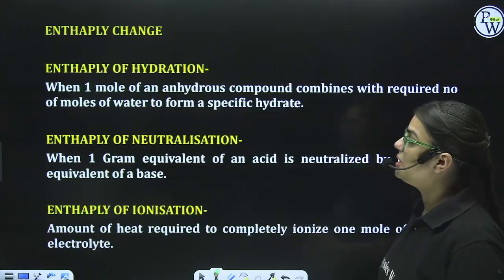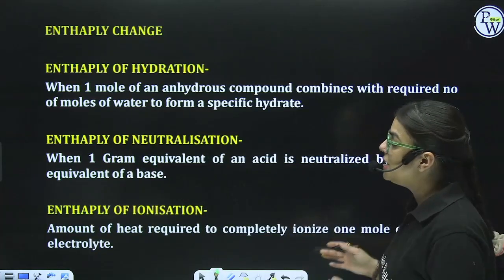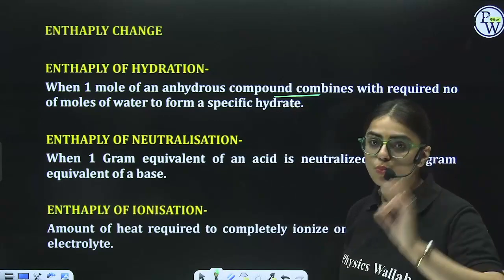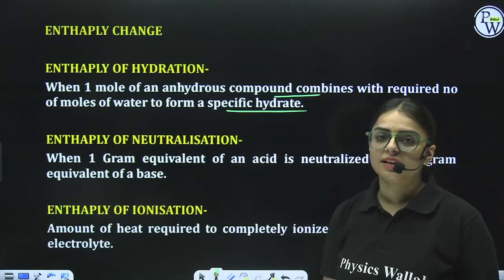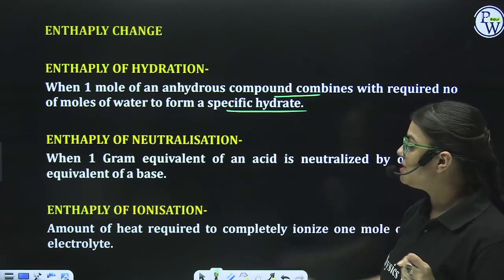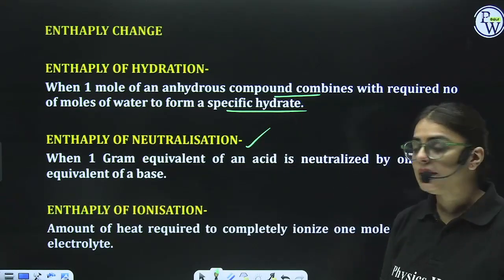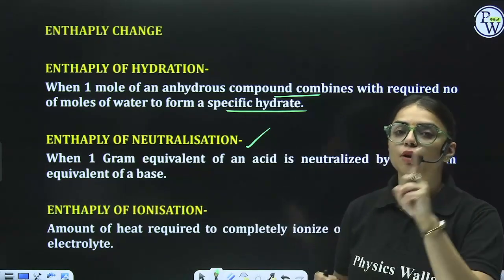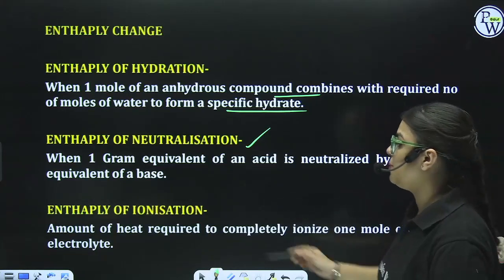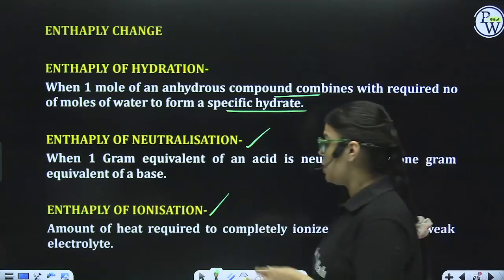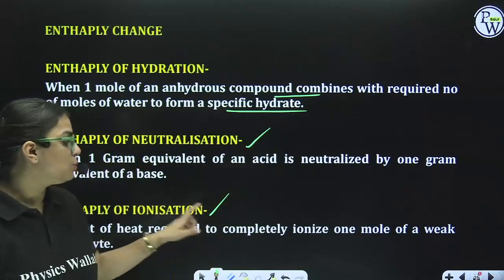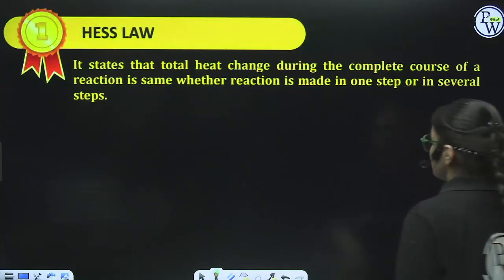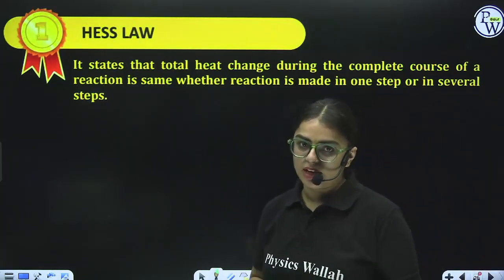Clear? Next is enthalpy of hydration. What is that? When one mole of an anhydrous compound combines with the required number of moles of water to form a specific hydrate, that is enthalpy of hydration. Next is enthalpy of neutralization. When 1 gram equivalent of an acid is neutralized by 1 gram equivalent of a base, that is enthalpy of neutralization. Next, enthalpy of ionization. The name itself says ions. The amount of energy required to completely ionize 1 mole of a weak electrolyte is the enthalpy of ionization. So you should know all of these types of enthalpies, right?